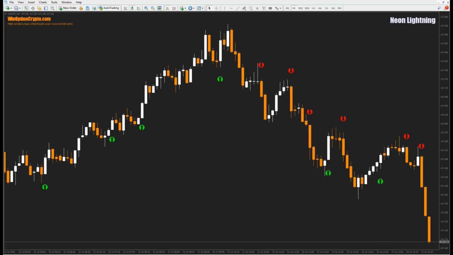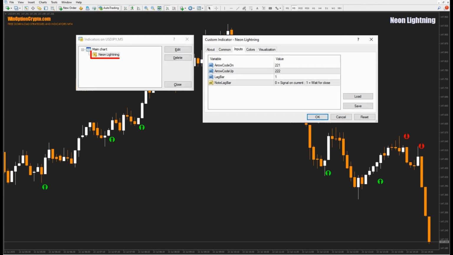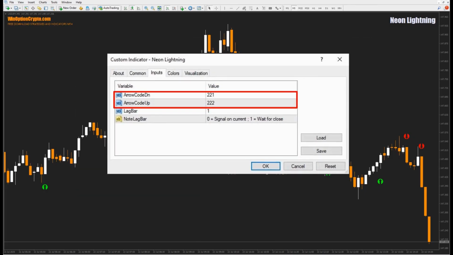The Neon Lightning system is built on the basis of one complex indicator. At the same time, most of its parameters are not available for editing, which makes working with it as simple as possible. The user can change only a couple of settings: the code of the symbols that are displayed when a signal appears, and the delay value via the lag bar parameter. The indicator does everything else on its own. All you have to do is follow its prompts.